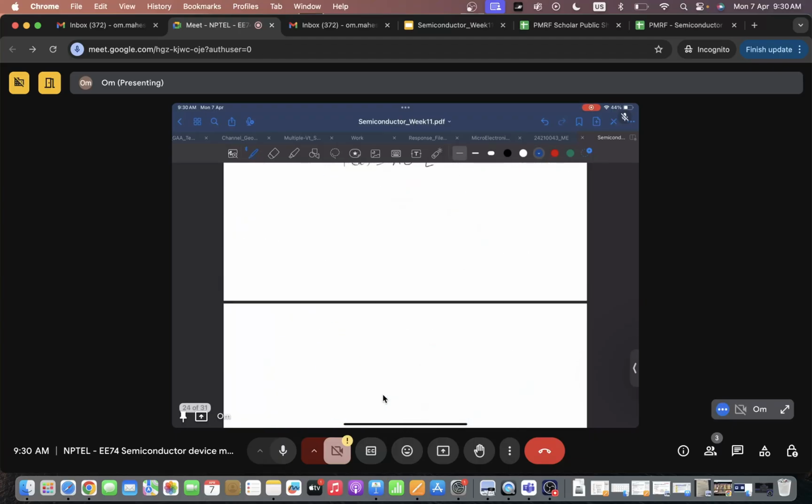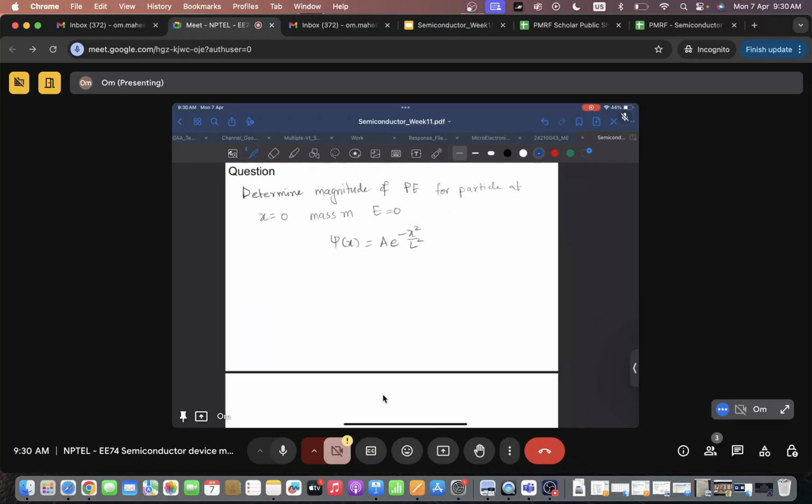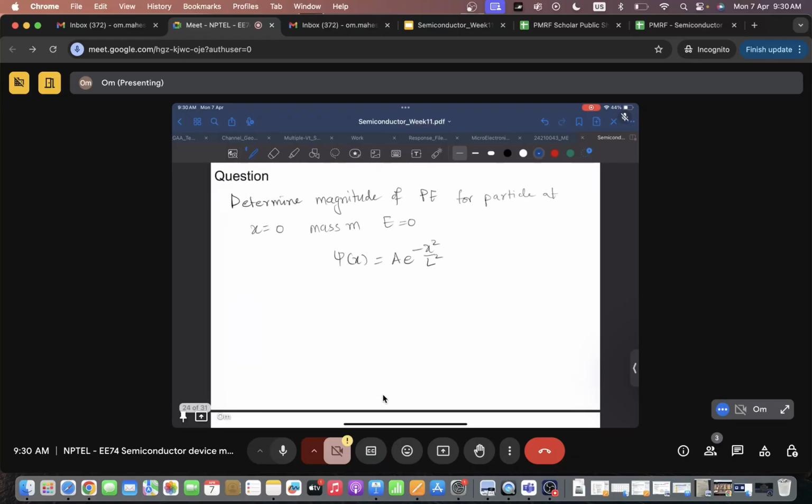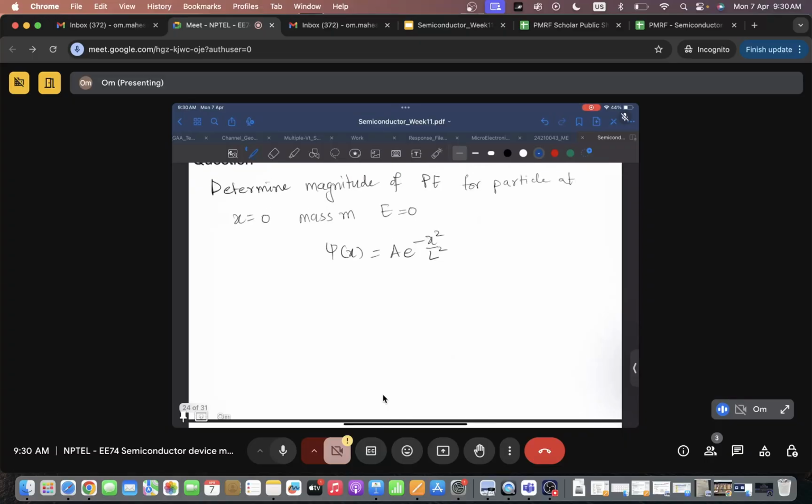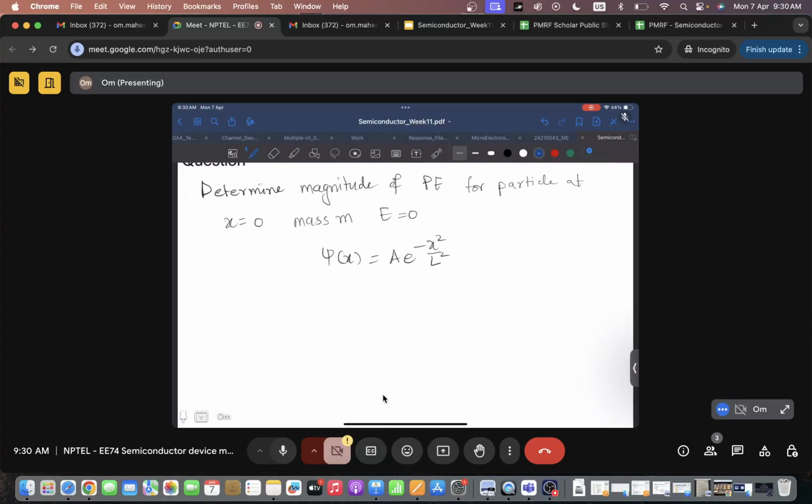Okay, I think we can take one more question. I think this was from your current assignment. We have to determine the magnitude of potential energy for a particle at x equals to 0, given its mass is m and the total energy of the particle is 0. And the psi x equation was given to be something like this: A e to the power minus x square by L square.